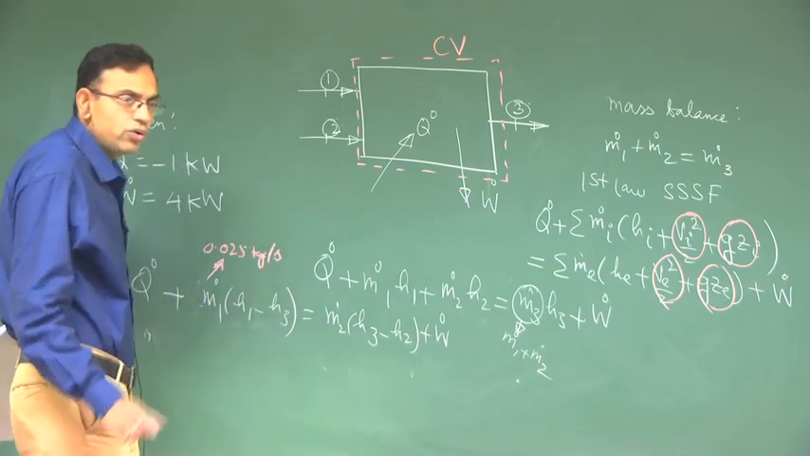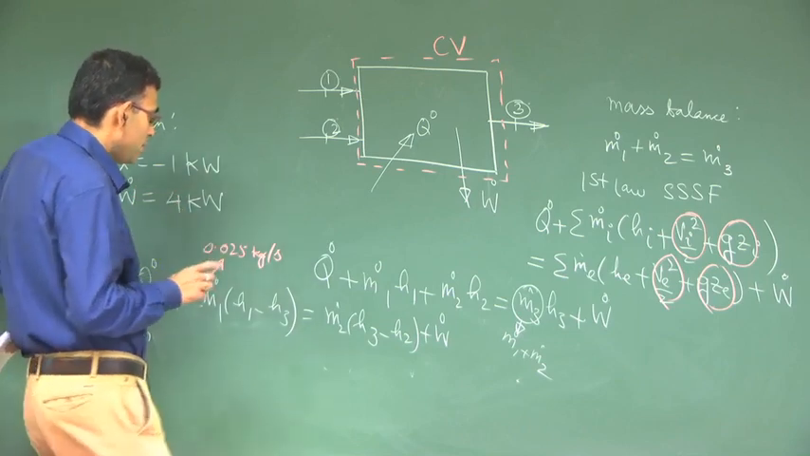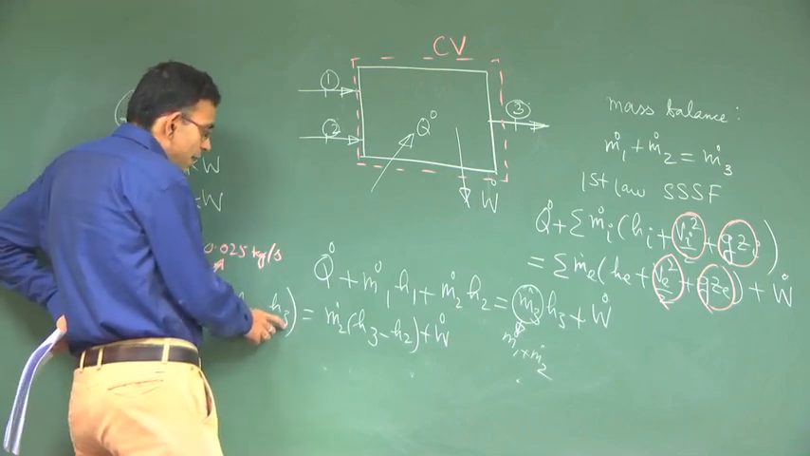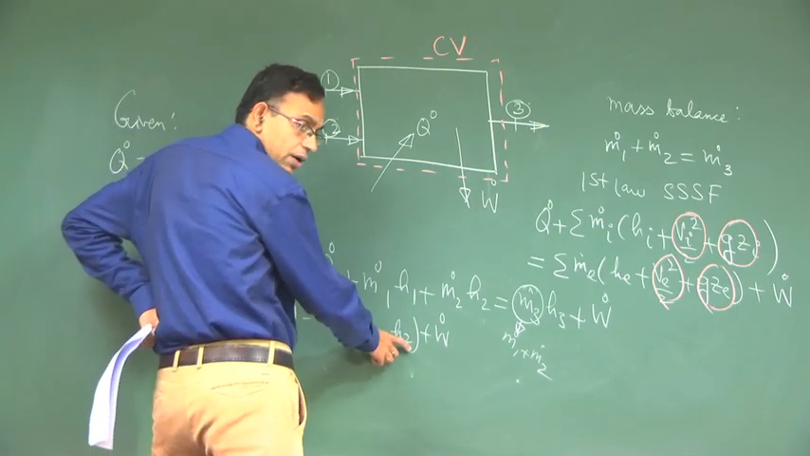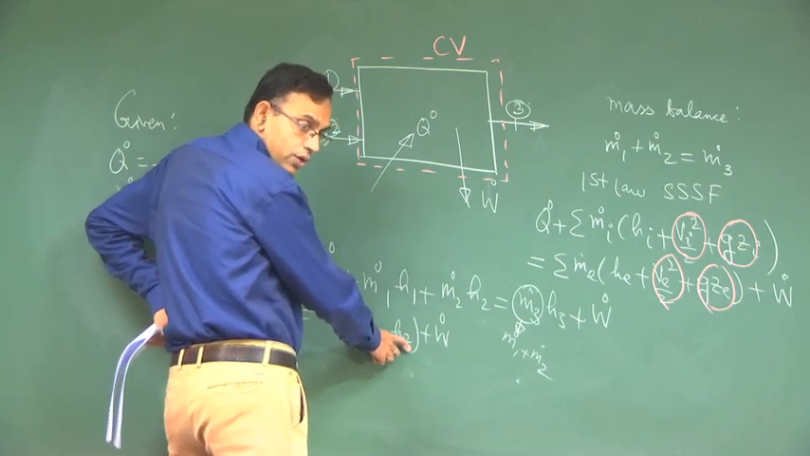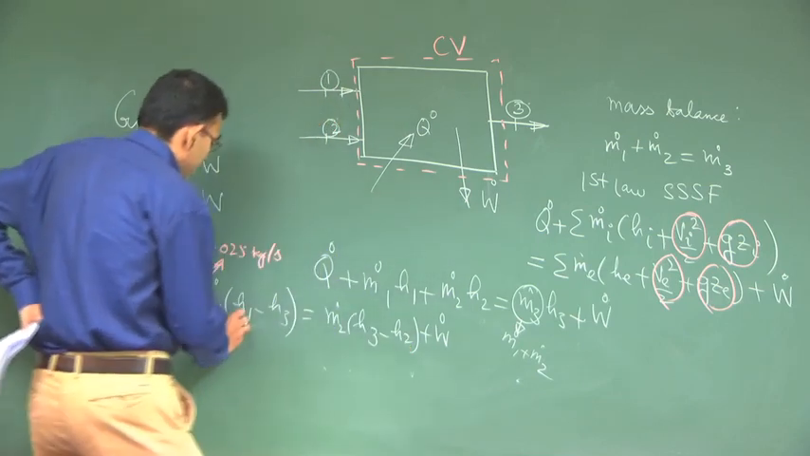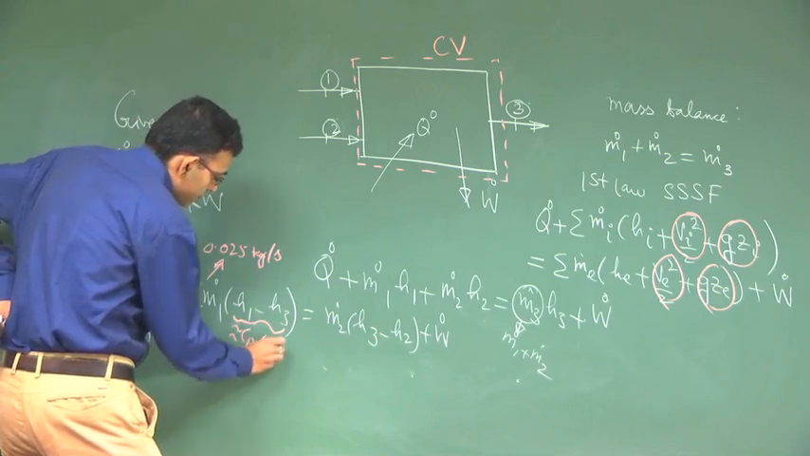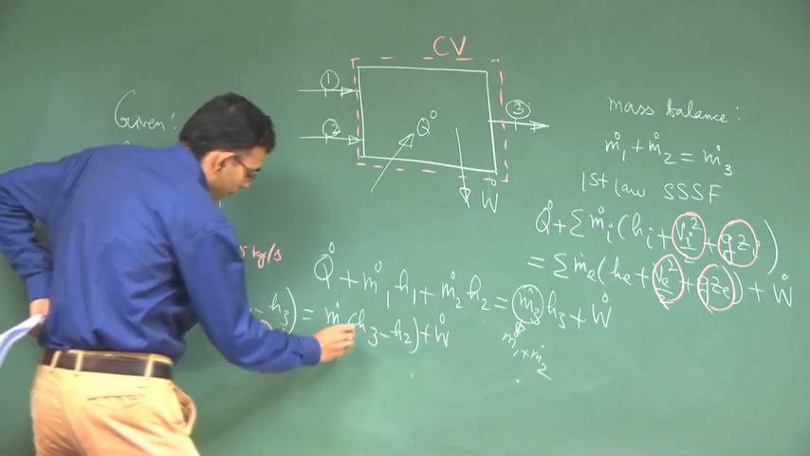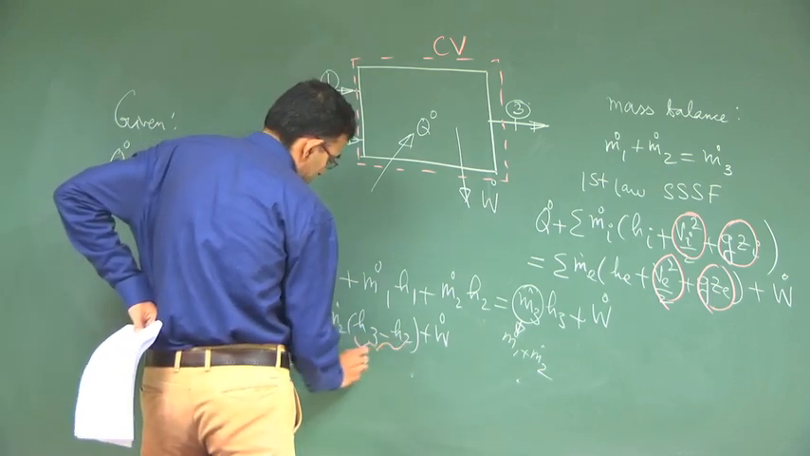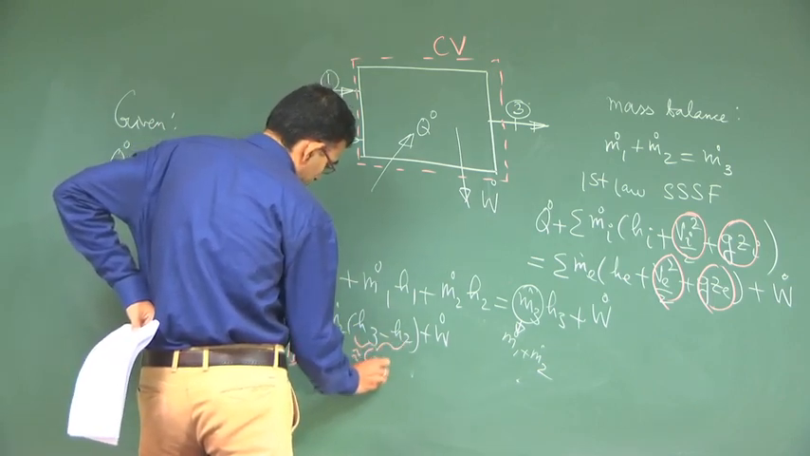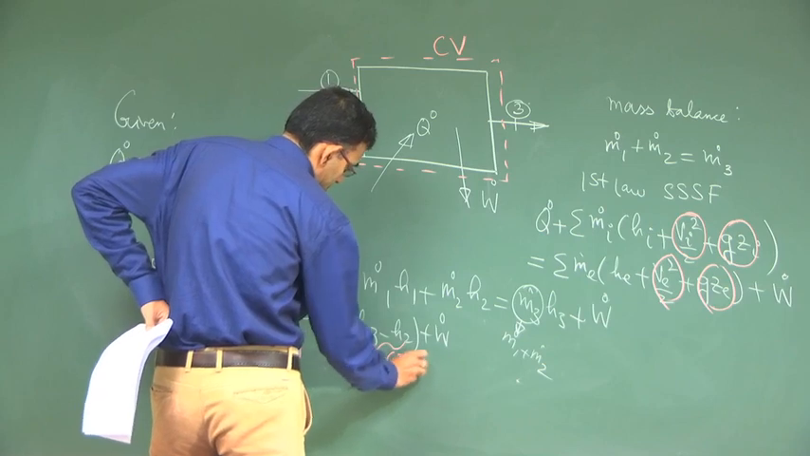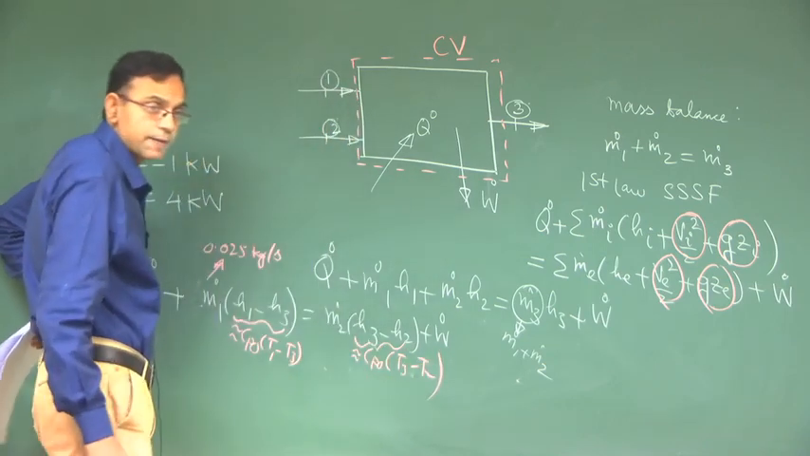So, I would ask you to solve the problem in two ways. One is approach 1: find out these property differences from the air table. The other is to find out these property differences by assuming this as this.